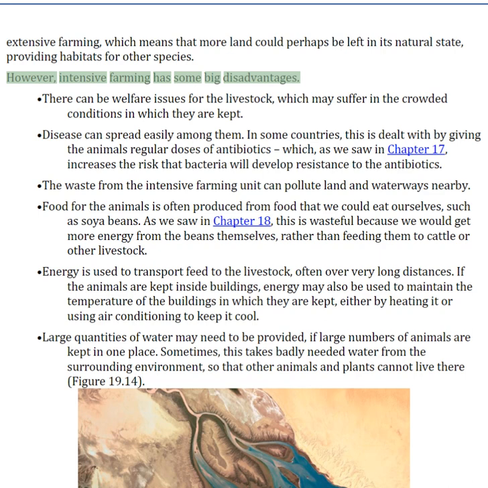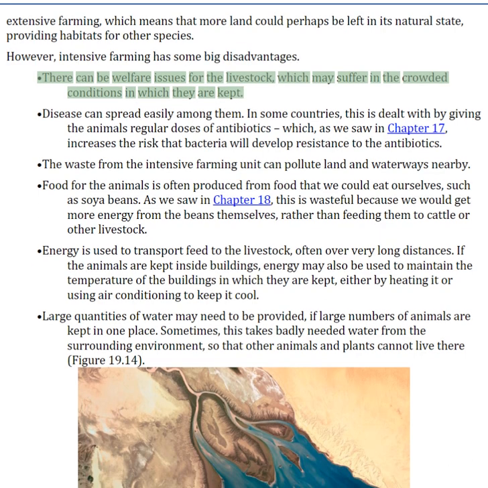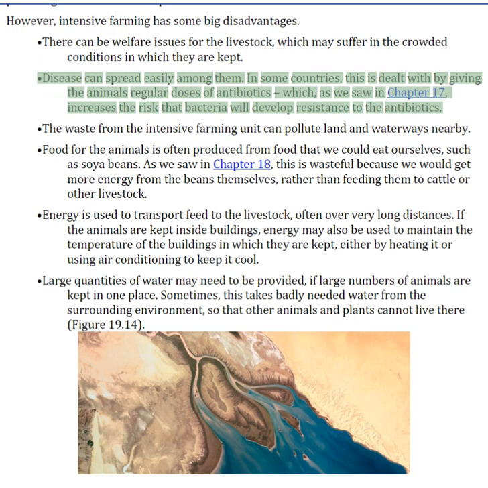However, intensive farming has some big disadvantages. There can be welfare issues for the livestock, which may suffer in the crowded conditions in which they are kept. Disease can spread easily among them. In some countries, this is dealt with by giving the animals regular doses of antibiotics, which, as we saw in Chapter 17, increases the risk that bacteria will develop resistance to the antibiotics.